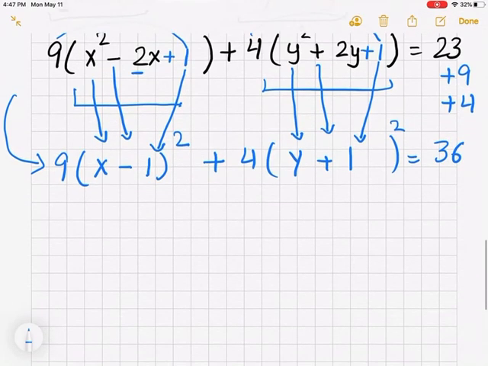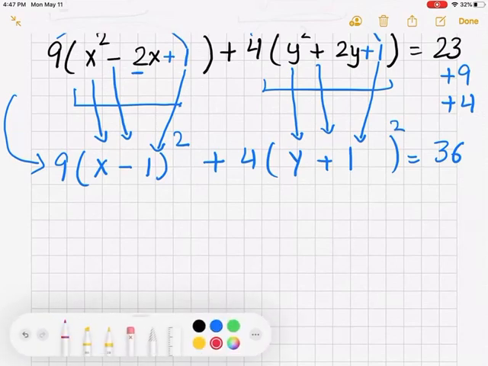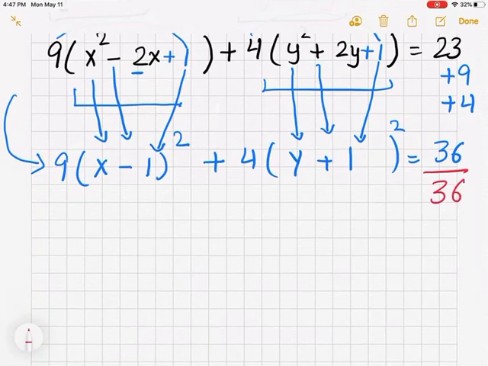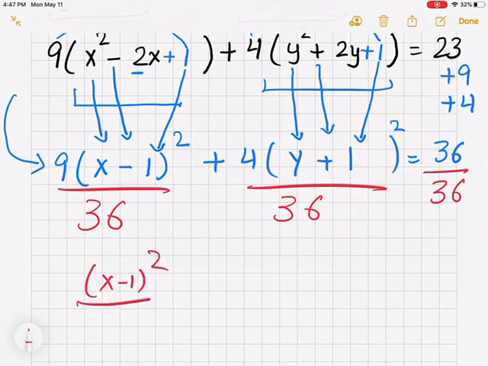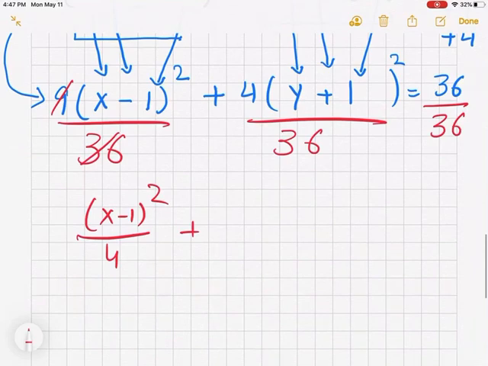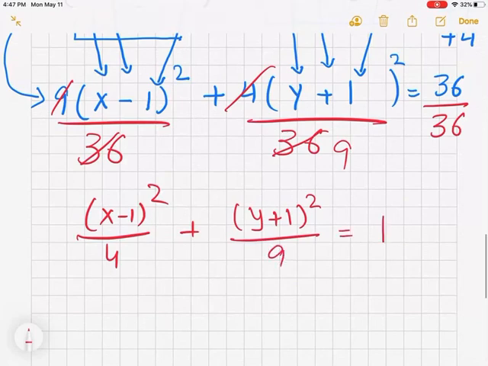Okay, almost there. Now, this still doesn't look like the actual, or standard, ellipse equation. The number on the other side has to be equal to 1. So what would you do? I would divide by 36. Simplify. So the first one simplifies to x minus 1 squared over 4. Second one, and here you go, that's my equation.